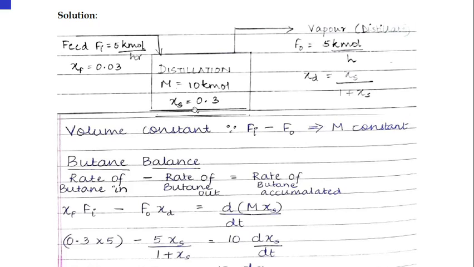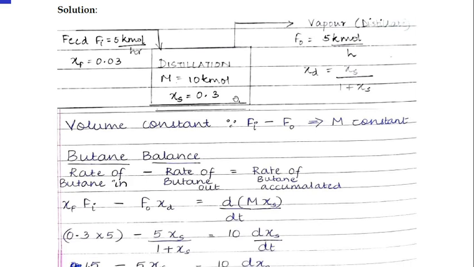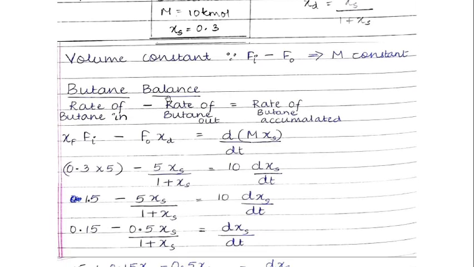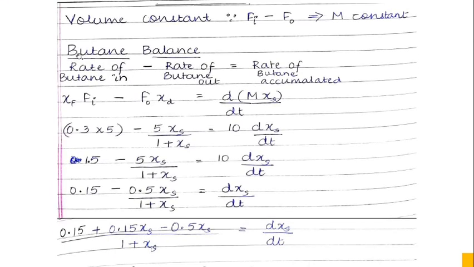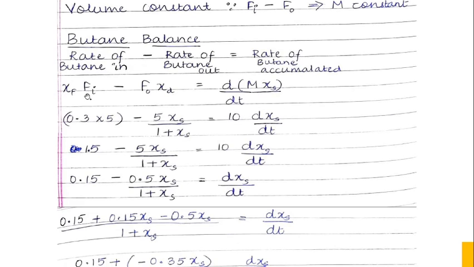Remember, this xs changes with respect to time, as well as xd also changes with respect to time. That is called an unsteady state situation. But after some time it will reach a steady state condition, and that is called the steady state solution. Now let's do a butane balance. So we only consider how much butane comes in along with the inlet stream, how much goes out in the distillate portion, and that remaining portion will get accumulated in the residue.